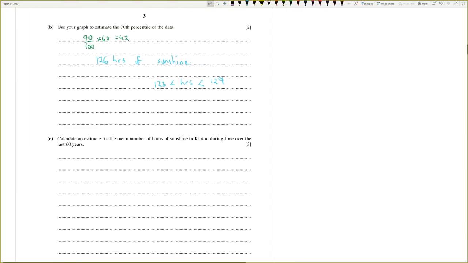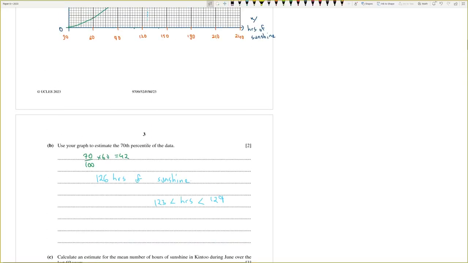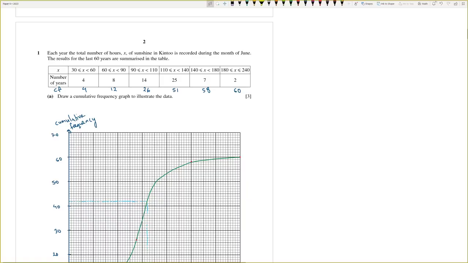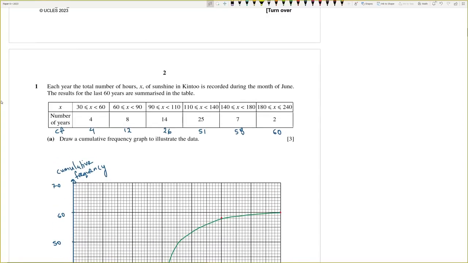Calculate an estimate for the mean number of hours of sunshine during June over the last 60 years. Let's estimate the mean. For the mean, we actually need the midpoint. Okay. So where are the midpoints? 30 plus 60 divided by 2. Since this is a continuous variable, we can just divide by 2. 45, 60 plus 90 by 2 is 75. And if you keep on going, the next one is 100, followed by 125, followed by 160, and 240 plus 180 by 2 is actually 210.